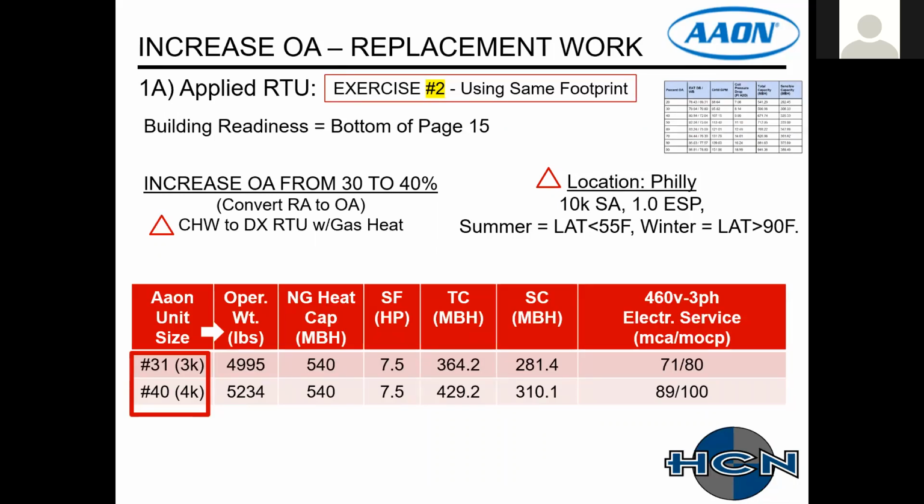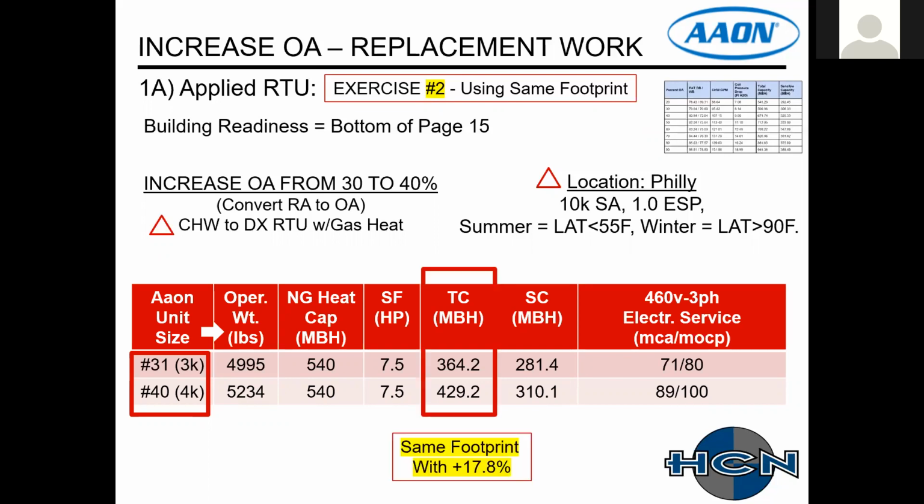So for this example here, to increase from 3,000 CFM, I had a size 31. To provide 4,000 CFM, I required to have a size 40. Once again, to emphasize, these are the same footprint, same items on my chart as before. This time, with the same footprint, I was able to increase my cooling 17%. Once again, not too much of a change.